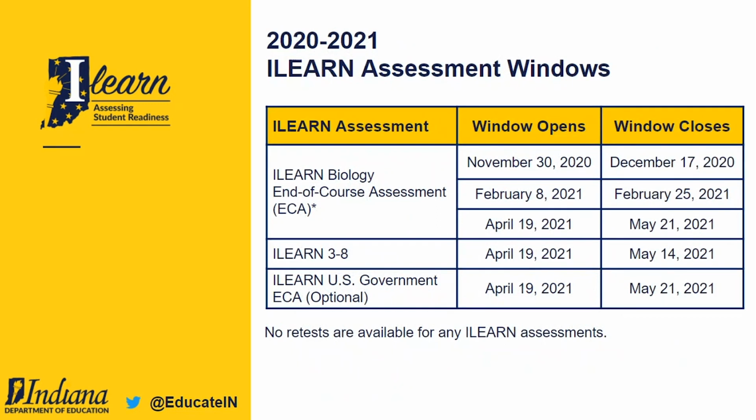Before I discuss schools' flexibility for scheduling ILEARN assessments, I want to begin by highlighting this year's ILEARN test windows. Students must participate in all ILEARN testing for their grade level within the defined test window. Most students will engage with ILEARN assessments during the spring. However, the ILEARN Biology ECA is available to students throughout the school year to align with schools' course calendars. Students must participate in the ILEARN Biology ECA once upon completion of the high school biology course. The U.S. government ECA is available only in the spring. There are no retest opportunities for any ILEARN assessments.